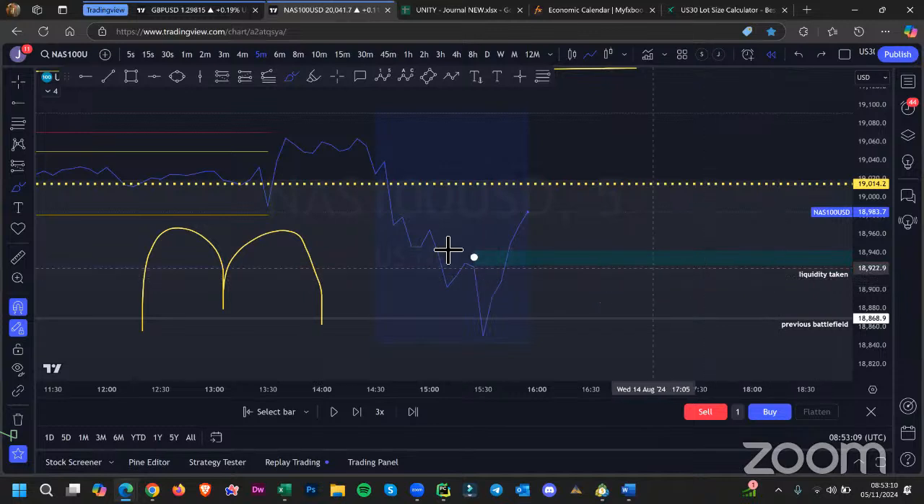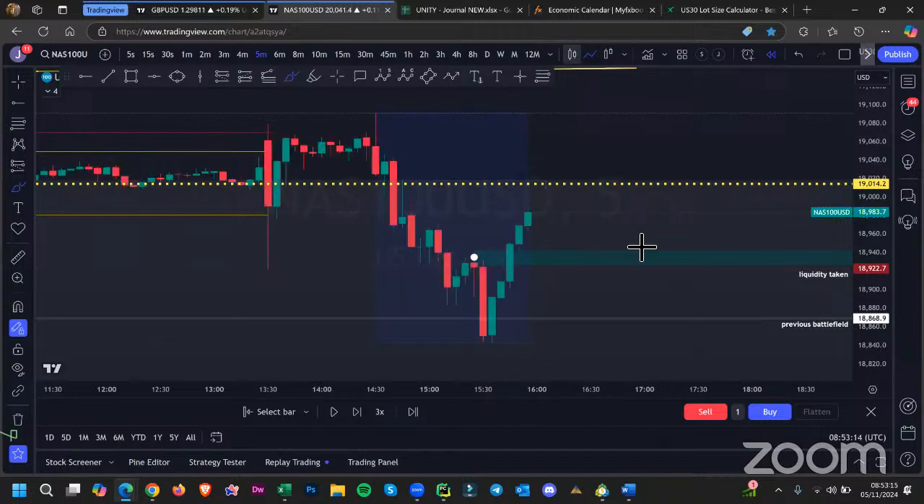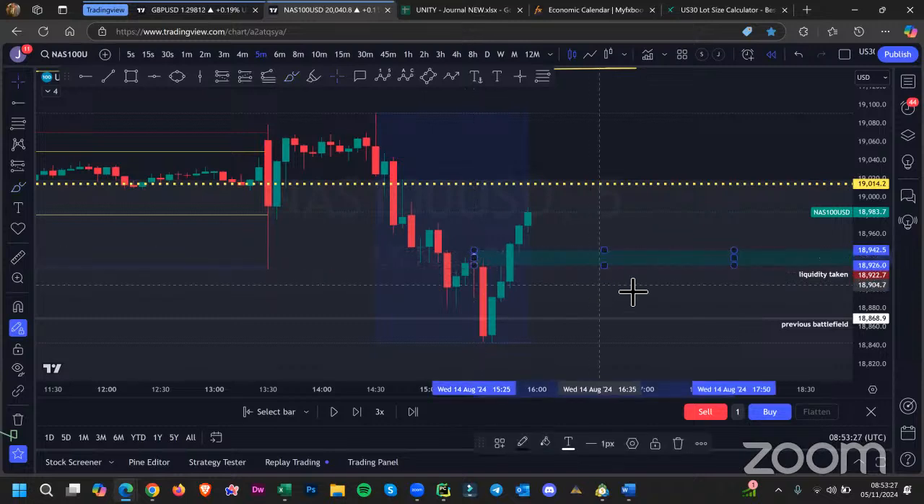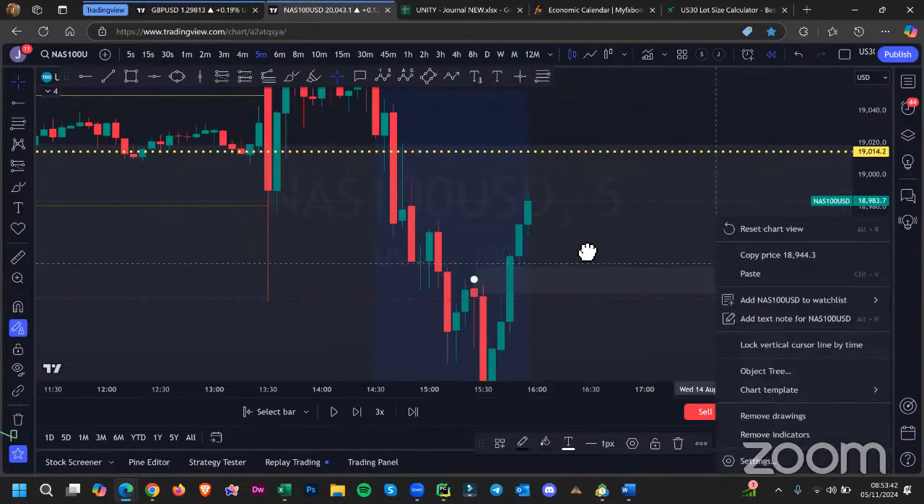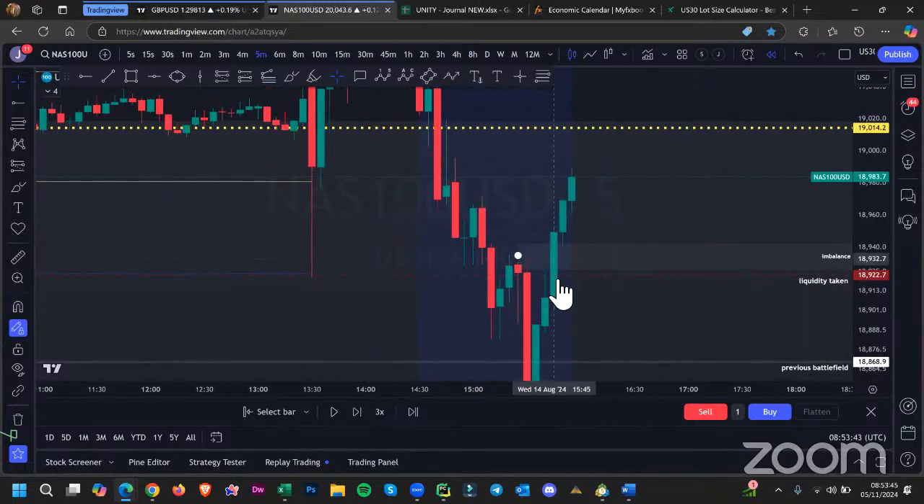So you can see here this manipulation W on the 5-minute time frame, and I asked a question: what can you guys see if you look left or right from this middle point of the W? What can you see? It's not a hard question. What can you see? Go on. Is it imbalance? Yes, you can see an imbalance in there.